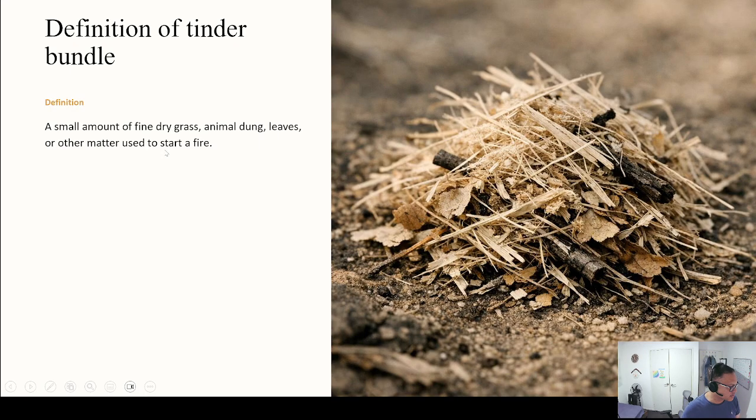So what is a tinder bundle made up of? A small amount of fine dry grass. It could be animal dung, like dried kangaroo poop, it could be dry leaves, but generally it is always very small, like you can see in the image. So the ember is first put in this, which burns this small bundle, and then this small bundle is placed in the big bundle. So every fire we are going to study today goes like this: ember, tinder bundle, and then the tinder bundle placed in the main thing which you want to burn, like a pile of wood or hay. So a tinder bundle is a bundle of dry leaves, animal dung, dry grass, or any other material which can catch fire.